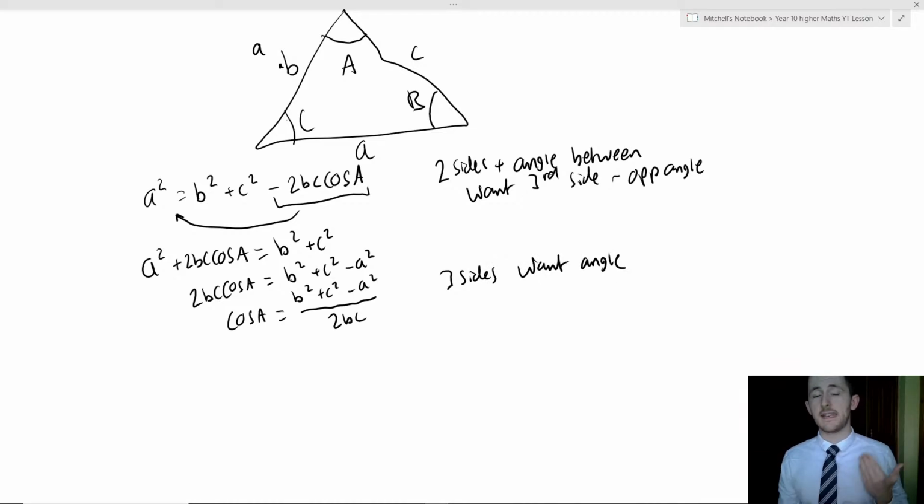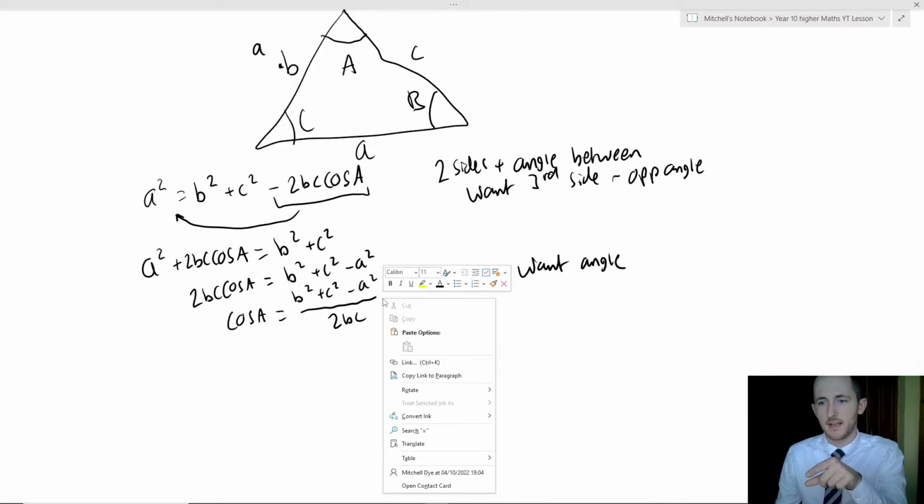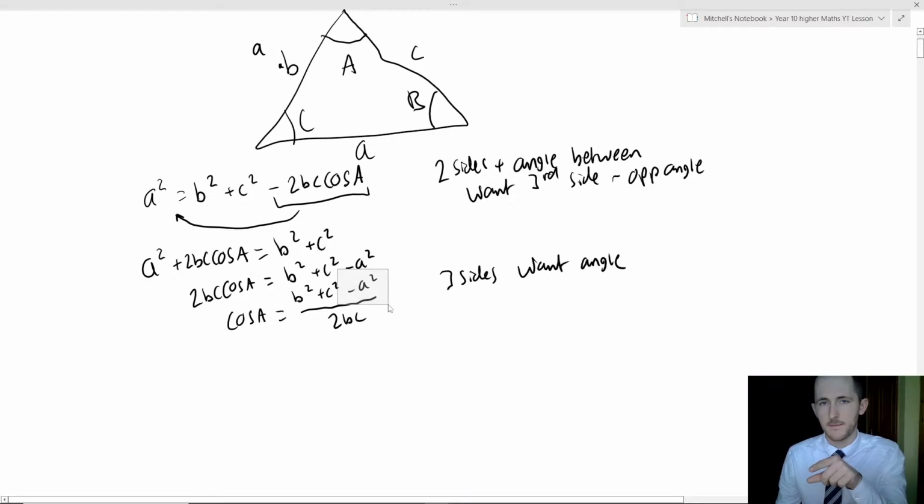Now you have to be really careful, because if you look, b and c are interchangeable, because b squared plus c squared is the same as c squared plus b squared. It doesn't matter. Likewise, 2 times BC is the same as 2 times CB and vice versa. But the angle you're working out is the one opposite to this negative side. So in this case, it'll be this angle because this side is negative. Just be very careful of that.